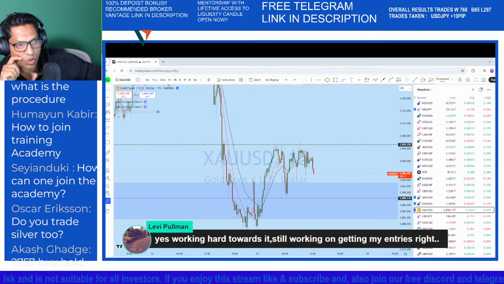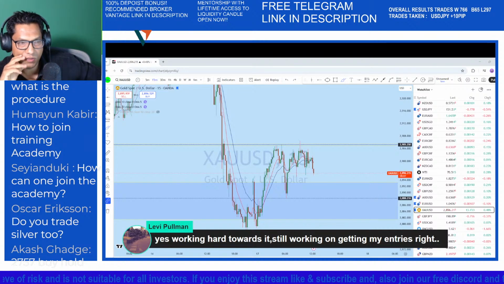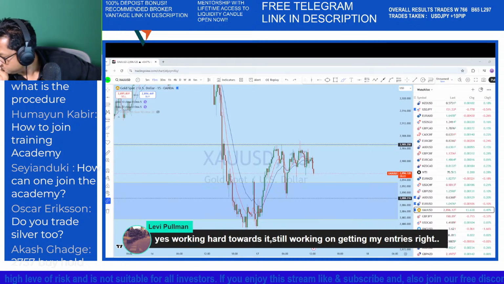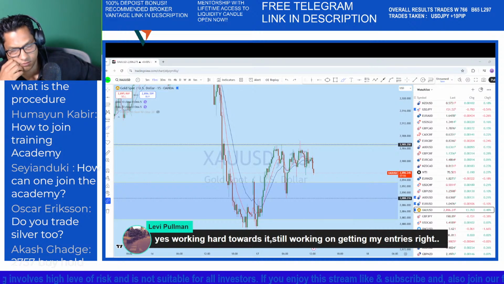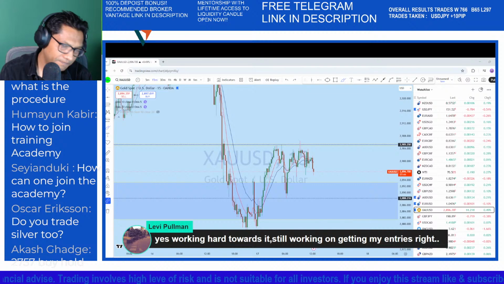So XAUSD waiting for a trend setup, moving in the trend, and then we will be jumping on the trade. Waiting for the market to show its hand. That's the key.